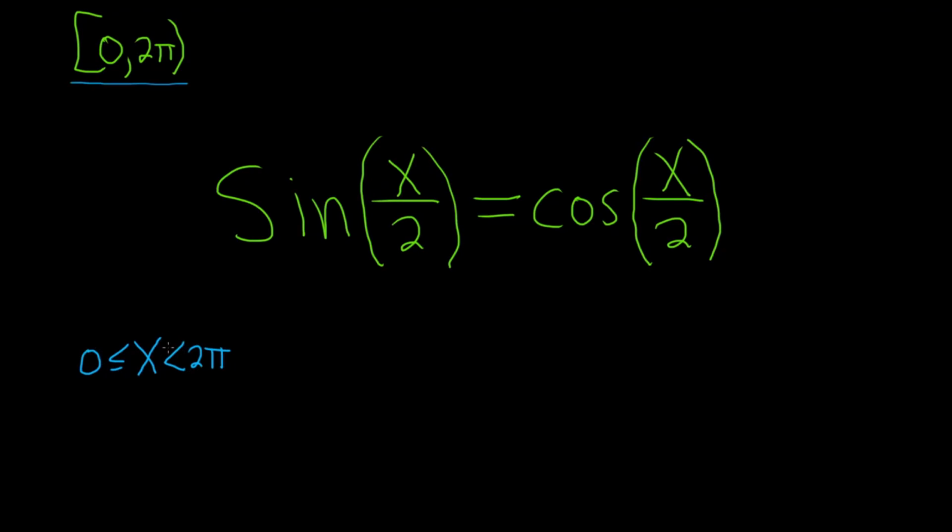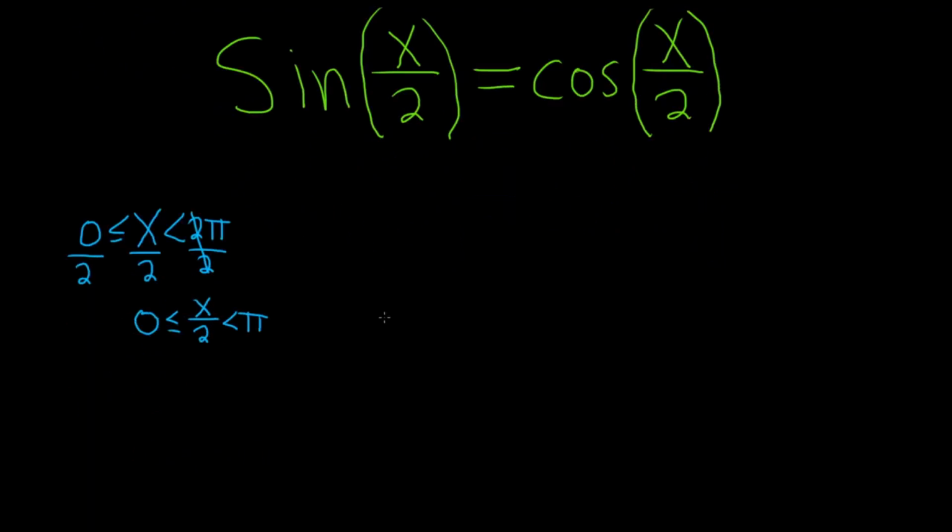And then you want to manipulate this to make it look like what's inside your trig function. So let's go ahead and divide each piece by 2 because we're trying to get to x over 2. So divide by 2, divide by 2, divide by 2. So we get 0 less than or equal to x over 2 less than, and then these cancel, so you get pi. And so now we can rename this x over 2 just for convenience purposes. We can call it u. So we really have 0 less than or equal to u less than pi.